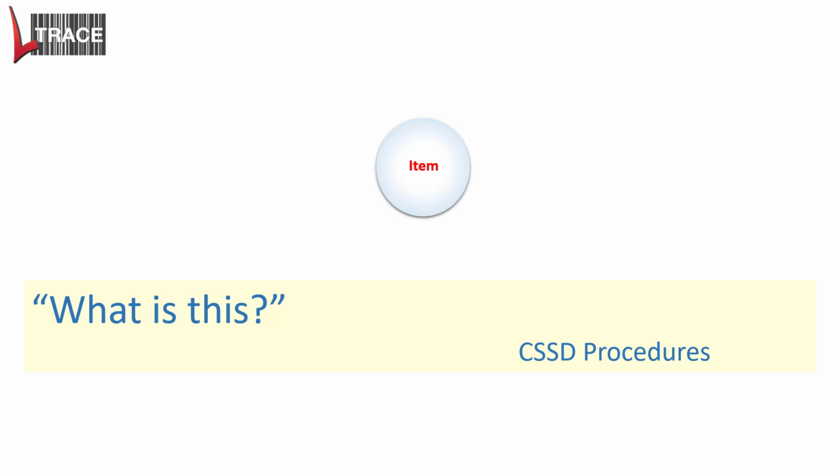First of all, what is this? So for example, if I scanned a barcode, I've now got the exact item in front of me. So I don't have to guess what it is. I know what it is. It's going to tell me exactly which item it is.